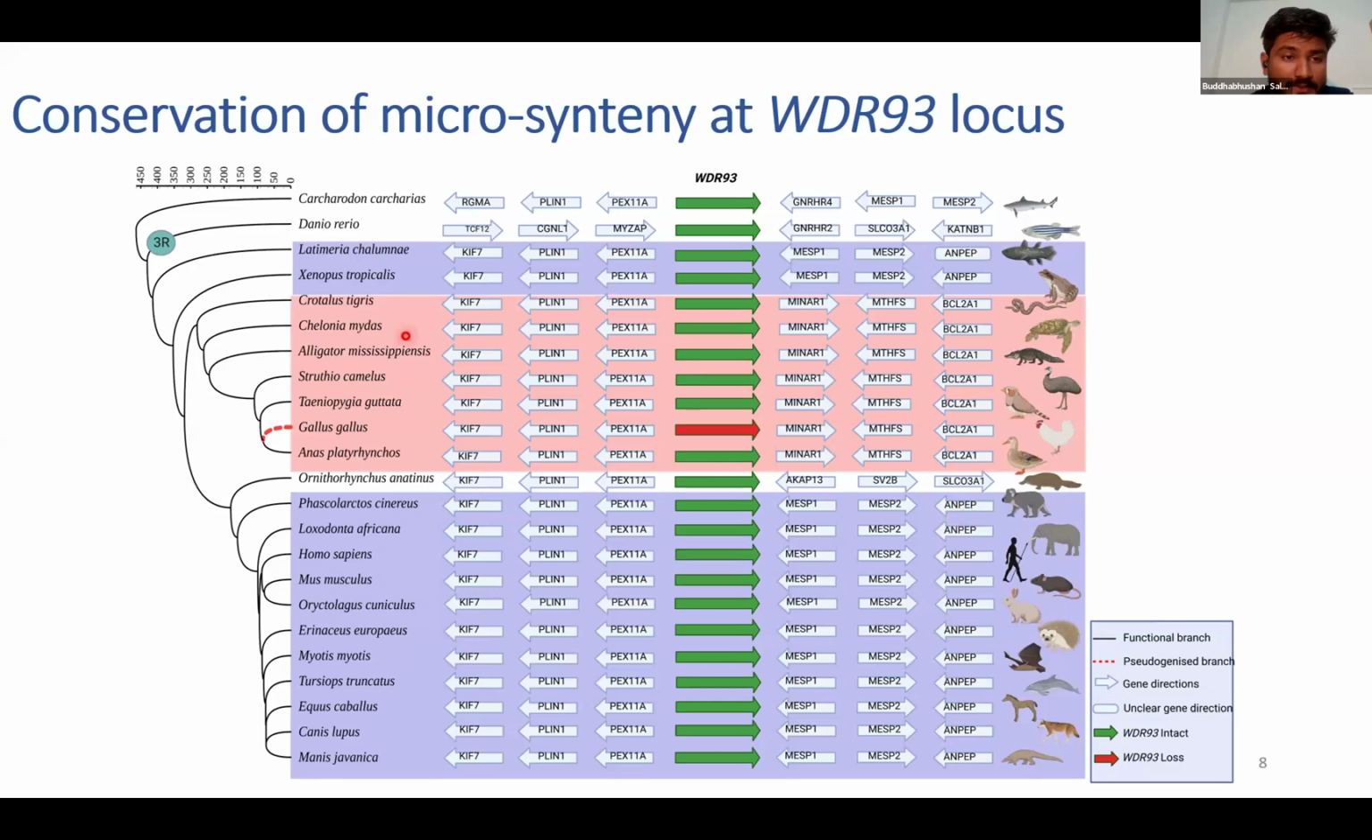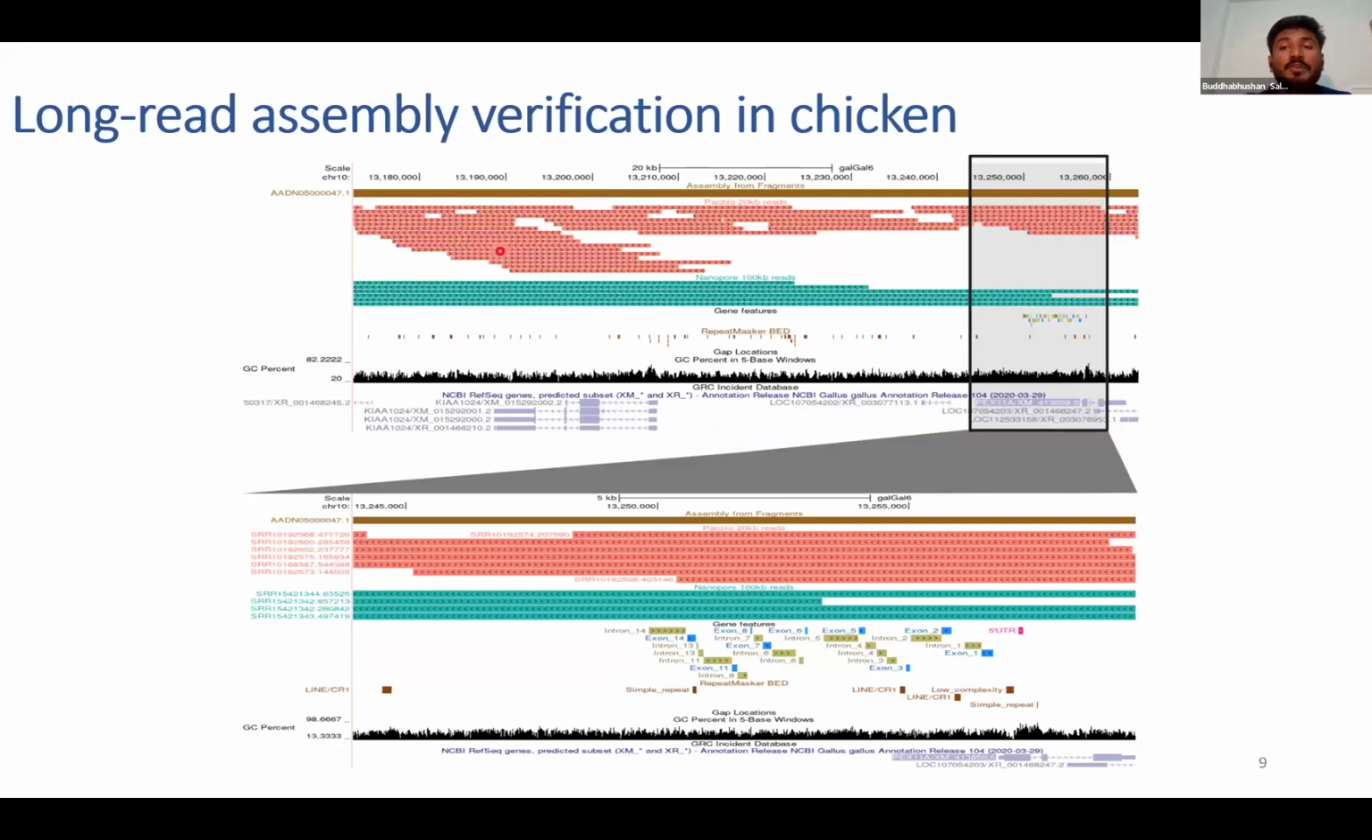Interesting to note that in the sauropsids, the right flank synteny got changed. There is a different set of genes present on the right flank. One more thing to note here is Gallus gallus, which is chicken, shown in the dotted phylogenetic branch. Here you will see that this gene is missing. This missing gene could possibly be an assembly artifact. Maybe the genome assembly might not be correct at that locus, and hence the annotation could be missing.